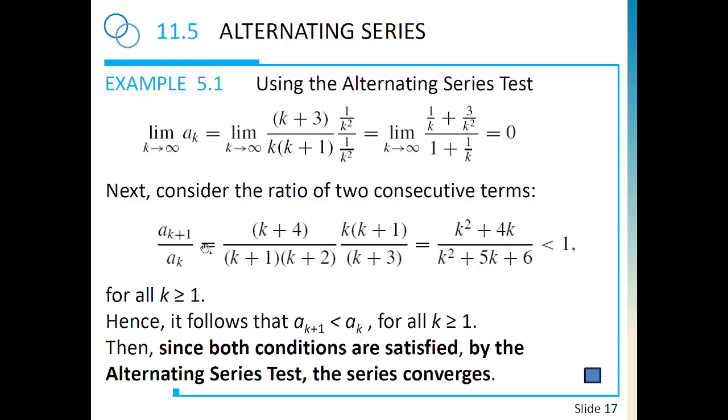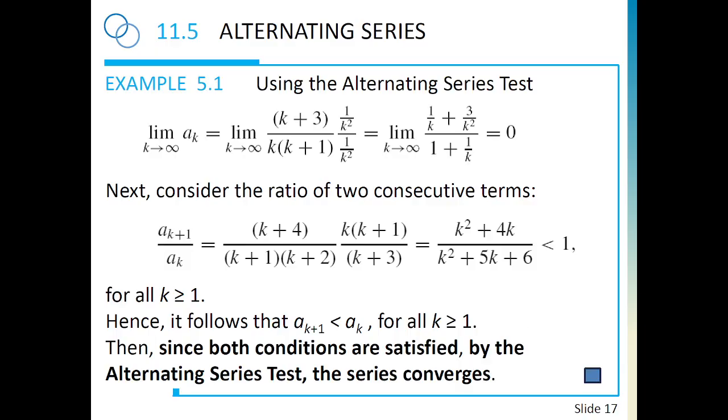So we have a_{k+1} divided by a_k, so we have a double fraction here. We flip it. So we have this expression at the end: (k squared plus 4k) divided by (k squared plus 5k plus 6). So obviously the downstairs is bigger than the upstairs, so the ratio is smaller than 1. That means that a_{k+1} is smaller than a_k, therefore the second condition is also satisfied.